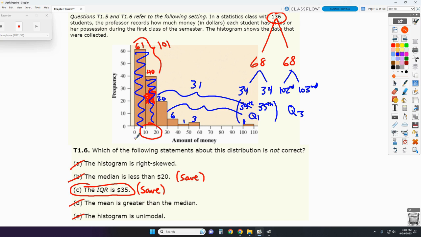If I think Q1 is between 0 and 10 and Q3 is between 10 and 20, I think the IQR is going to be more about $10 to $20. I don't know exactly for sure because I don't have those exact numbers, but it's somewhere between $10 and $20 in the end when I subtract Q3 and Q1. So that is definitely not correct, that it's just 35.